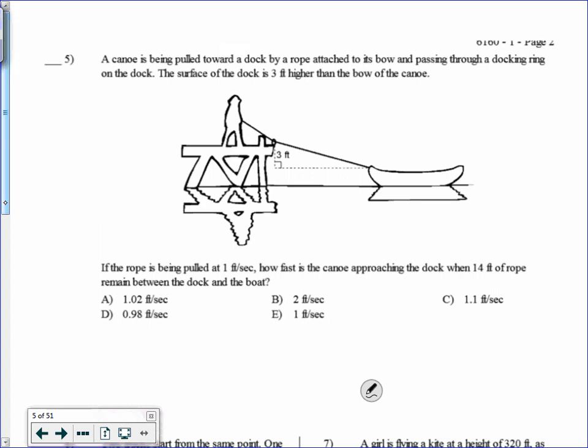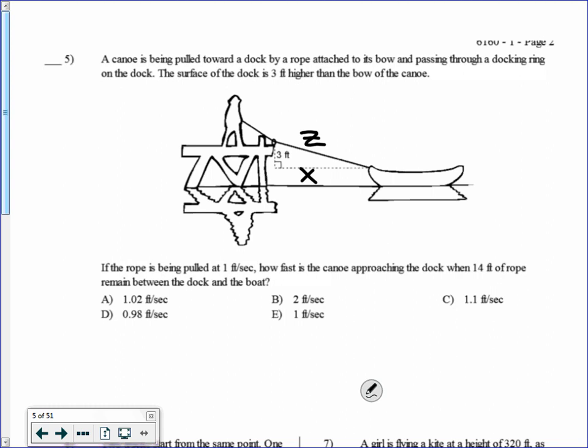Okay. A canoe is being pulled toward a dock by a rope attached to its bow and passing through a docking ring on the dock. The surface of the dock is 3 feet higher than the bow of the canoe. So we've got 3 is not changing. If the rope is being pulled at 1 foot per second, how fast is the canoe approaching the dock when 14 feet of rope remain between the dock and the boat? Okay, so let's label something. So this guy, he's pulling it in. So you want to call this one x? What do you want to call the length of the rope? z? Sure. Okay.